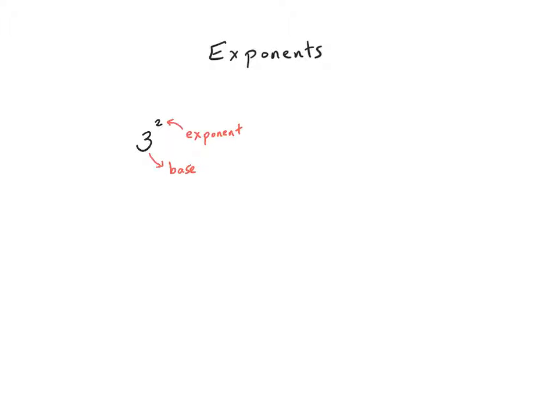And this notation just means that we're going to take our base and we're going to multiply it by itself however many times the exponent tells us to. So in this case it's a 2, so we're going to multiply it by itself 2 times. So the value of this is 9. This is read as 3 squared, or 3 to the second power.